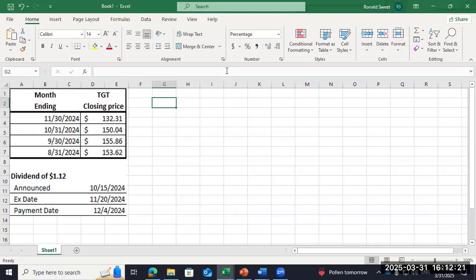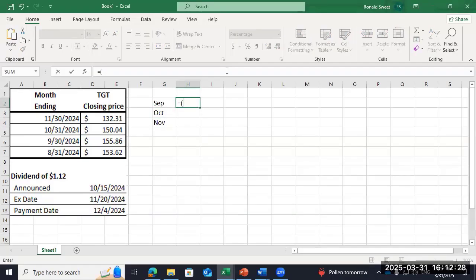So you've got September, October, November. For September, the ending market value is 155.86, beginning is 153.62. The income, which income do we use? Which month gets the income? You always do the X date. So November gets the income. So no income there, divided by 153.62. The next period, you take 150.04 minus 155.86 plus there's no income, divided by 155.86. And then the last month, 132.31 minus 150.04 plus you get $1.12, divided by 150.04.